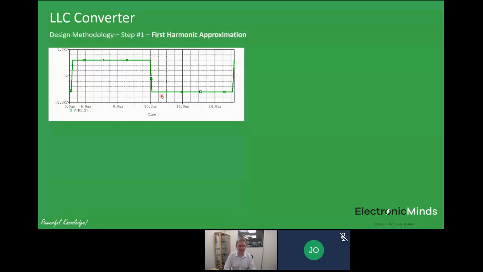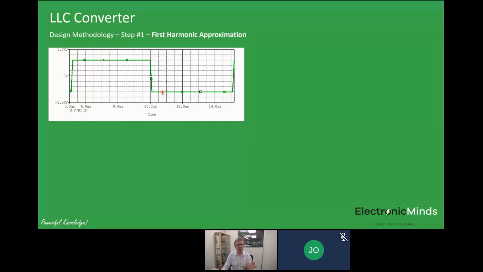How do we go about modeling? Again, in the webinar this morning, I was trying to avoid using too much maths, but I think it's useful to understand the modeling approach used to predict LLC behavior. It's something called the first harmonic approximation. With that approach, because of the way the LLC converter works, you're operating fairly close to the resonant frequencies of that tank network.